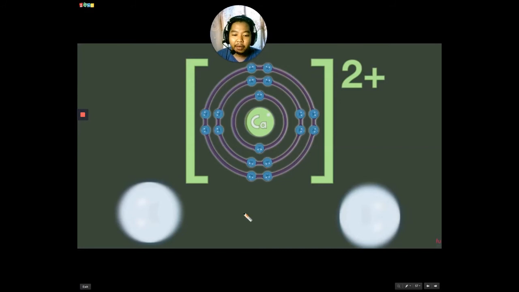We now have our calcium with a 2 positive charge. Again, either you write it like this or you simply write it like this, whatever fits you. But this one is time consuming. Just use this. What is important is that you know how to visualize what is happening, even though we cannot see them because they are microscopic.